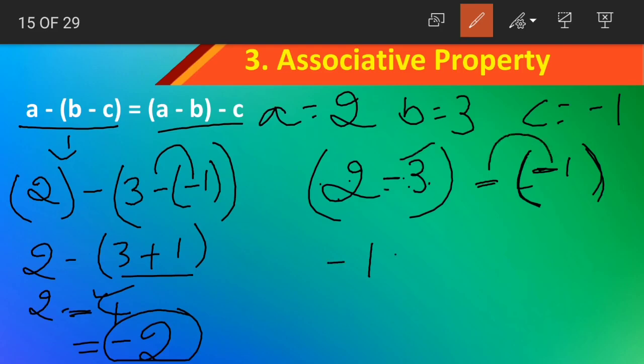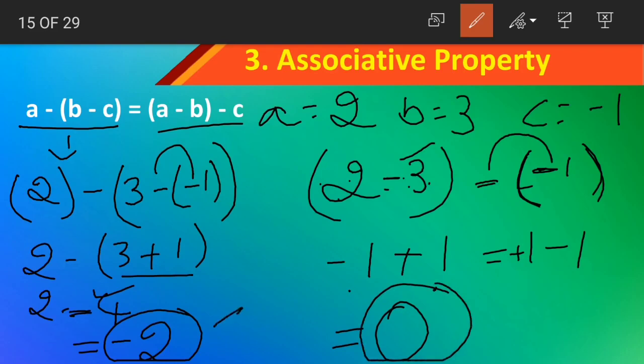Moving on, minus into minus becomes plus. Then we have the number 1. What is minus 1 plus 1? Or if we write, minus 1 plus 1. When we have a negative 1 and a positive 1, what is the answer? 1 minus 1 is equal to 0.